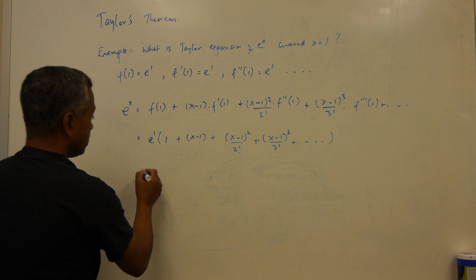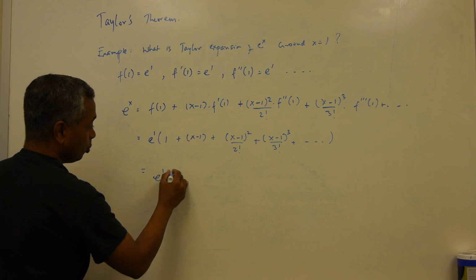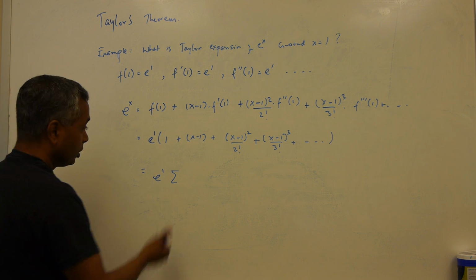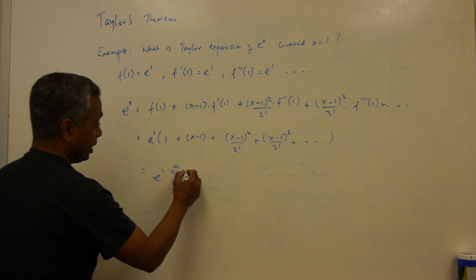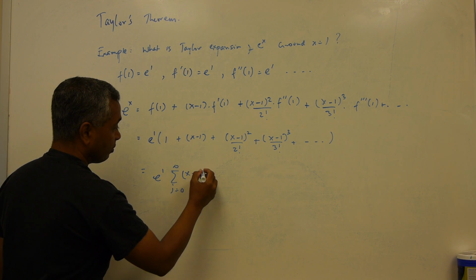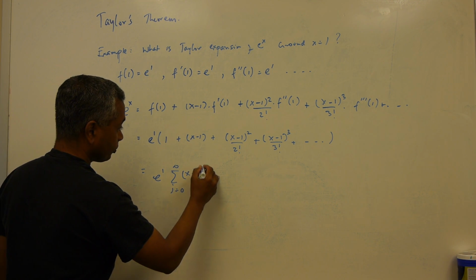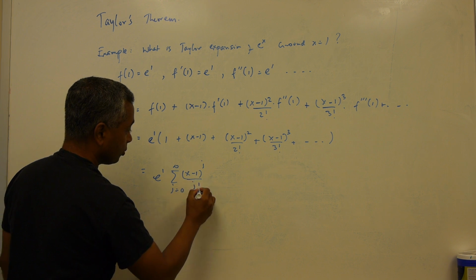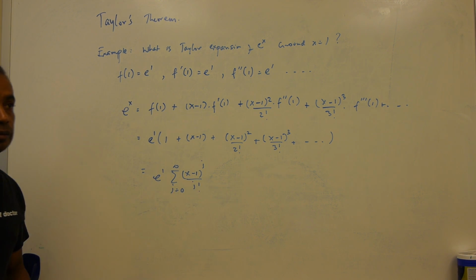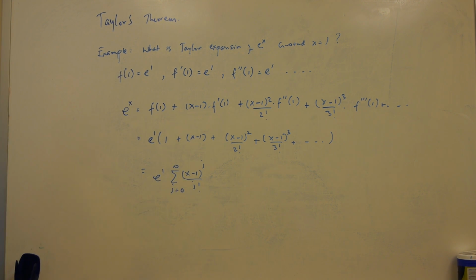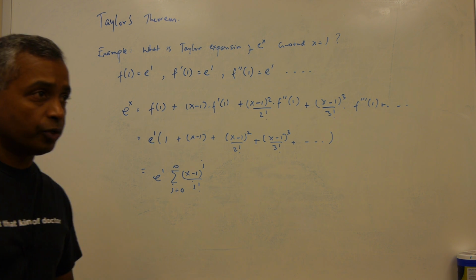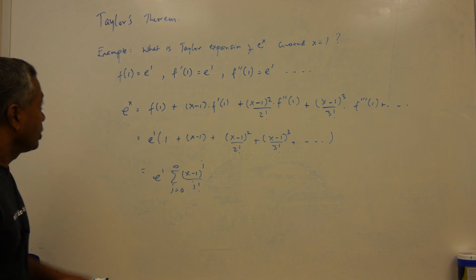If you wanted to write this in a summation form, this would simply be e to the power of 1 times the summation from j equals 0 to infinity of x minus 1 to the power of j divided by j factorial. So this is a simple example. Make sure you can do this. This is extremely important. Let's look at one more example.